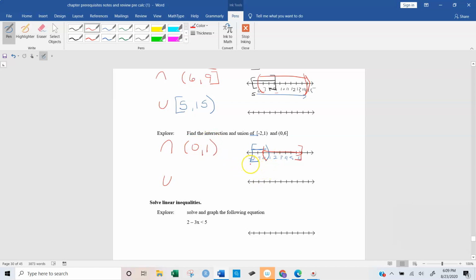Okay, your union, where does it start and where does it end? So it starts at -2, inclusive. It ends at 6, also inclusive. I hope you did well.